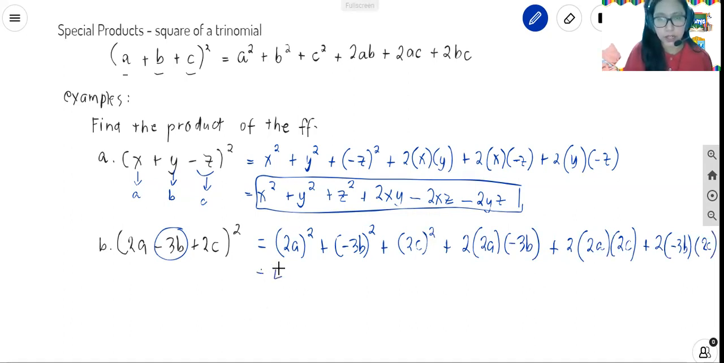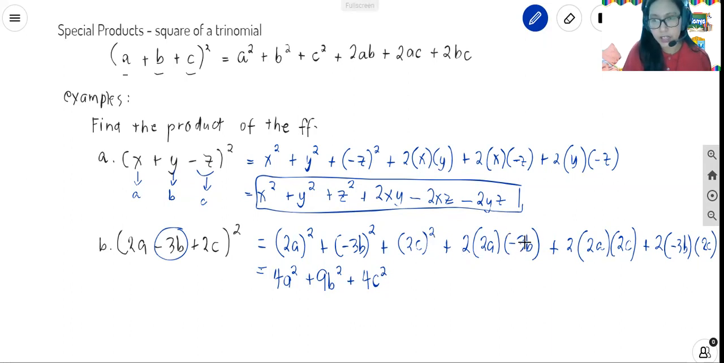So 2a squared is 4a squared. Negative 3b squared is positive 9b squared, plus 4c squared. 2c squared is 4c squared.